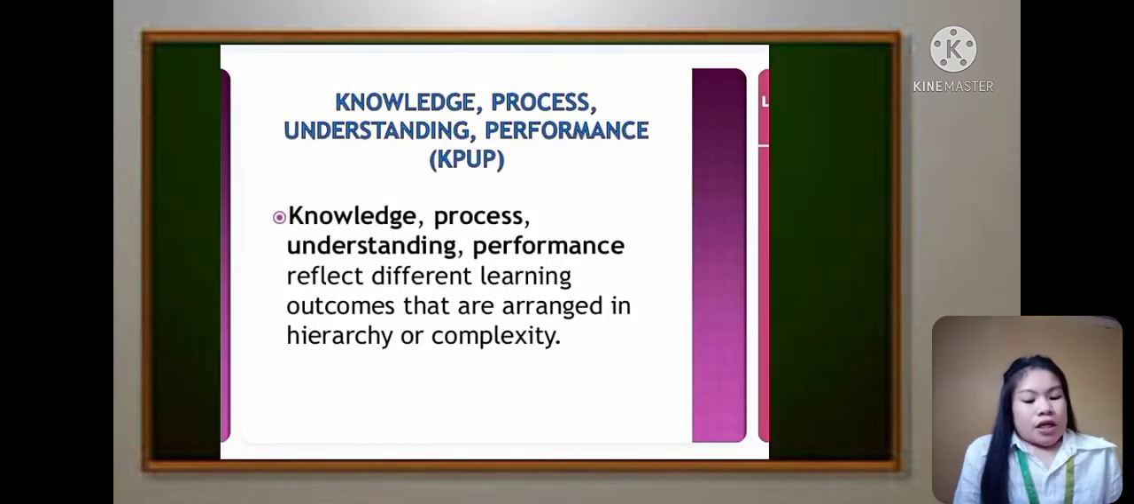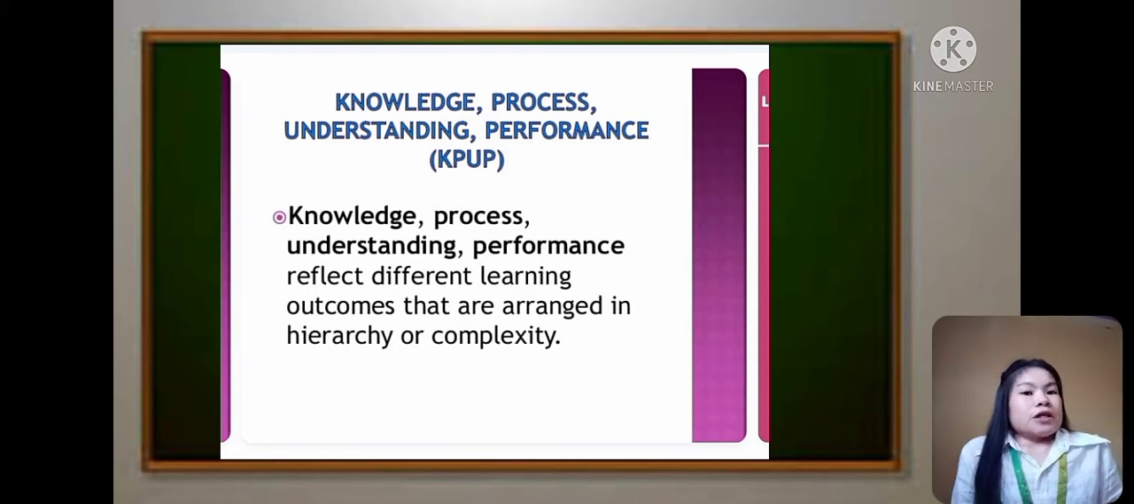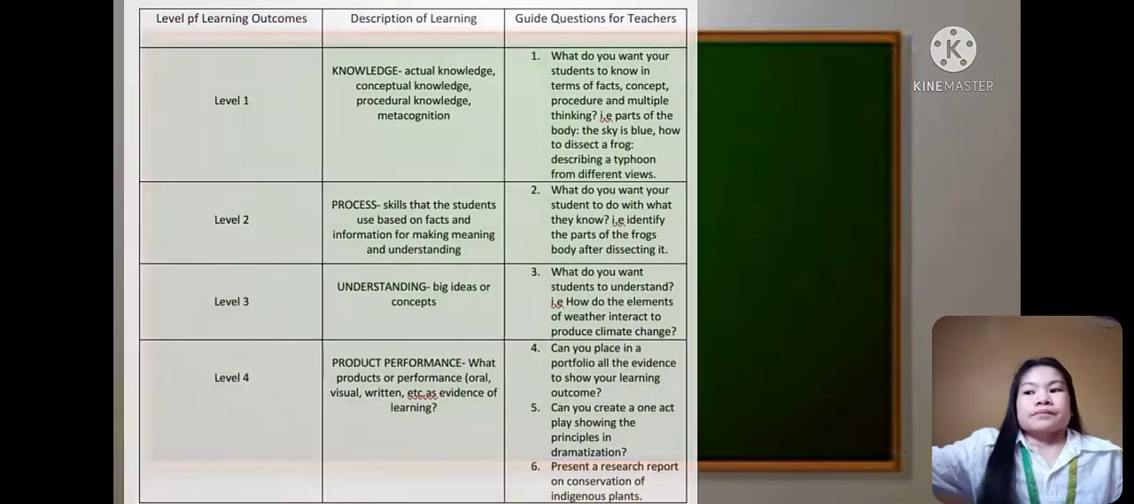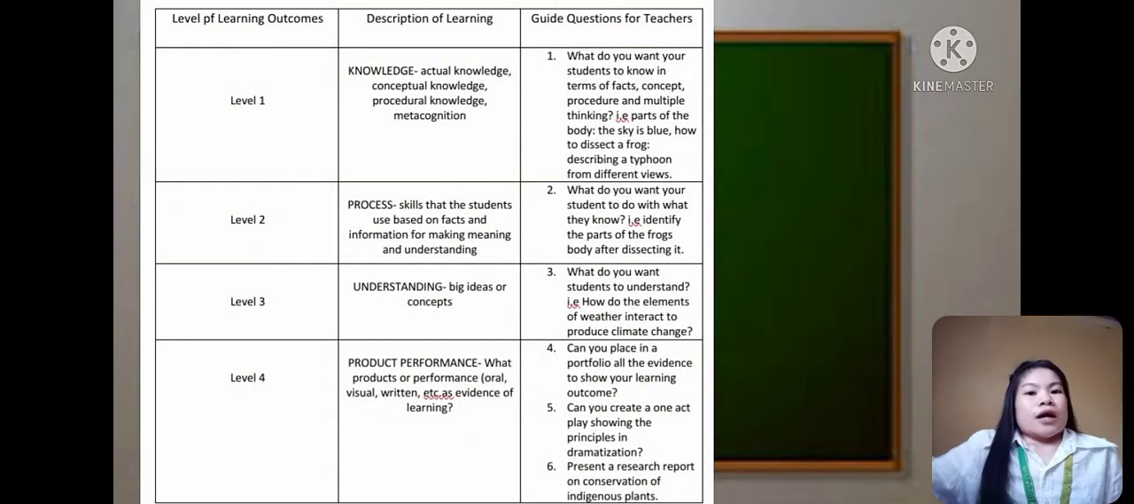It addresses education and training, knowledge, process, understanding or performance, or KPUP. It reflects different learning outcomes that are ranged in levels of learning outcomes. Level 1, description of learning: knowledge, factual knowledge, conceptual knowledge, procedural knowledge, metacognition. Guide question for teachers: what do you want your students to know in terms of facts, concepts, procedures, and multiple thinking? Example: parts of the body, the sky is blue, how to dissect a frog, describing a typhoon from different views.